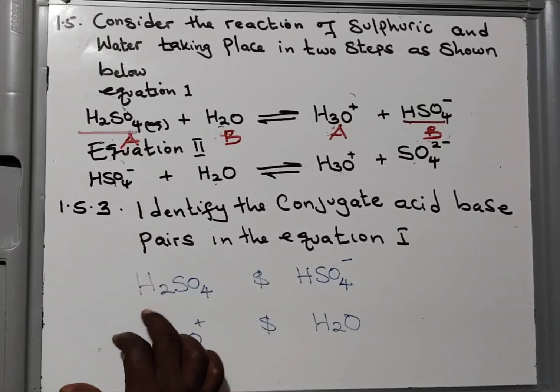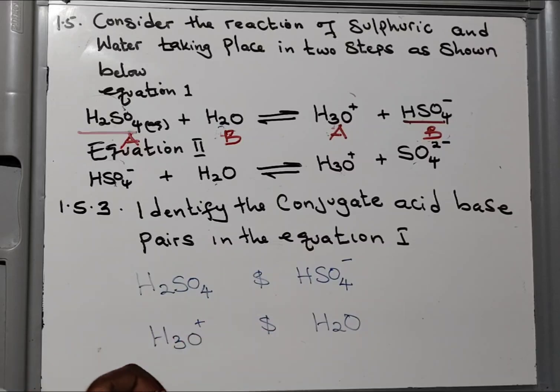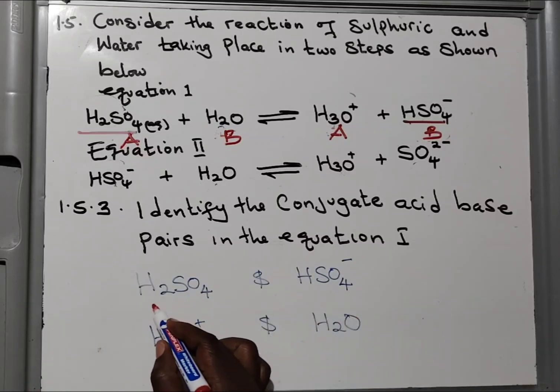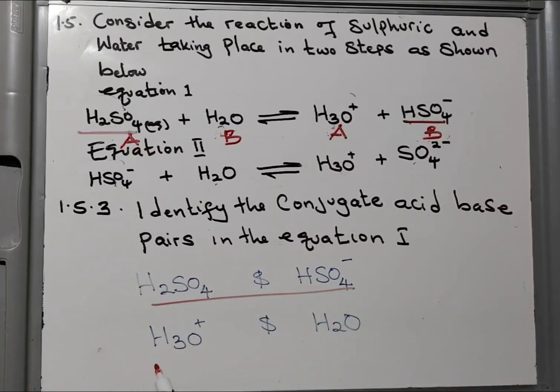This side we have the acid, and that side we have its conjugate base. This is the second pair of conjugate acid-base pair. Okay, let us now go to the next question.